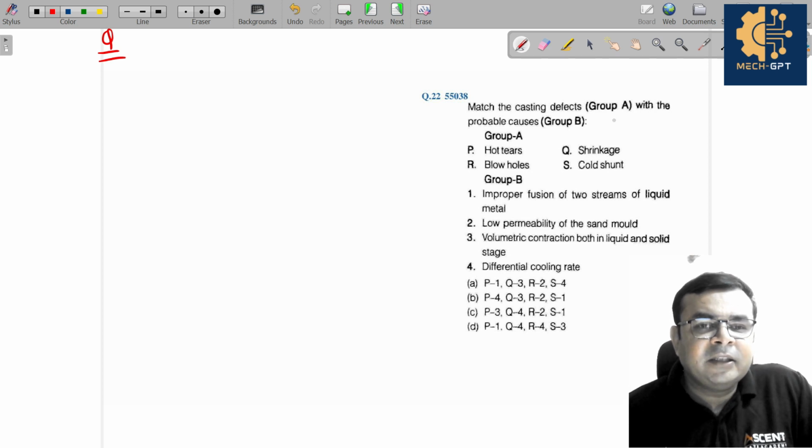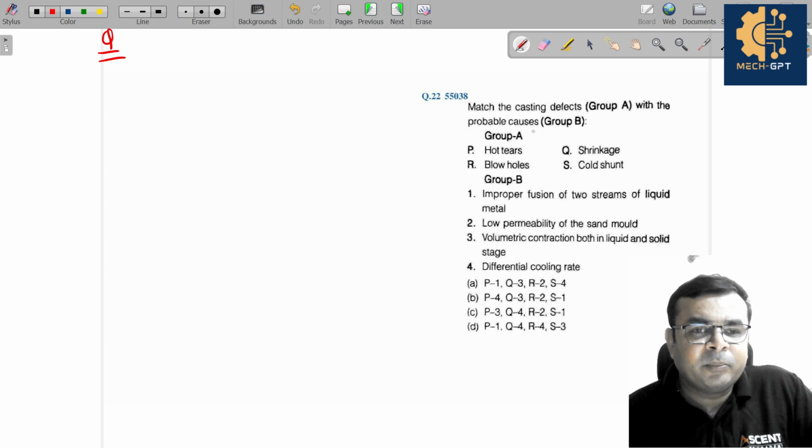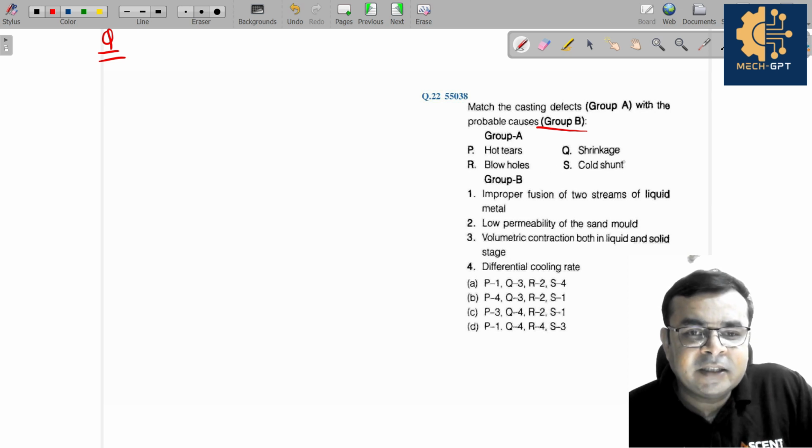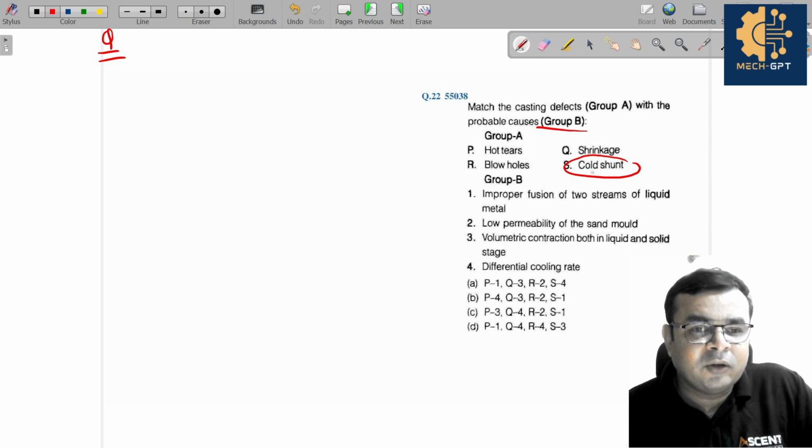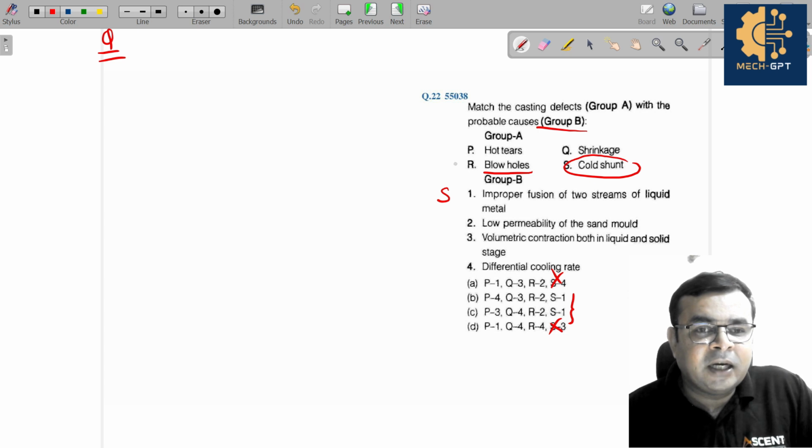Okay, let's see another question. Match the casting defects in group A with the probable cause in group B. First, we have hot tears, shrinkage, blowhole, cold shut. Cold shut is very simple. A cold shut defect is mainly caused due to improper fusion of two streams of liquid metal. Yes, so S1. So only these two options remain; the others cancel out. Next, blowhole. It is due to low permeability, so R2. In both the options we have R2.